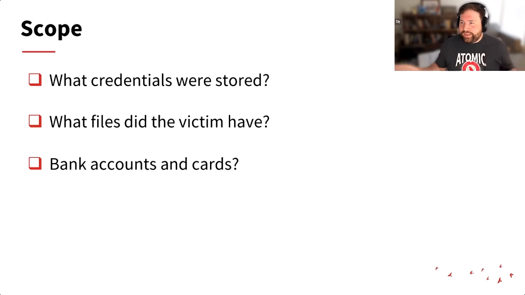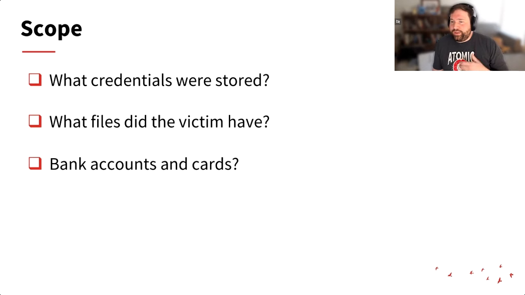Before we start panicking with any sort of response, the first thing we have to do is scope. We have to figure out the scope of the information required in the incident and what assets were involved, and then figure out what our commitments are, what we have to do. So we want to know what credentials may have been stored on the system at the time the stealer executed.